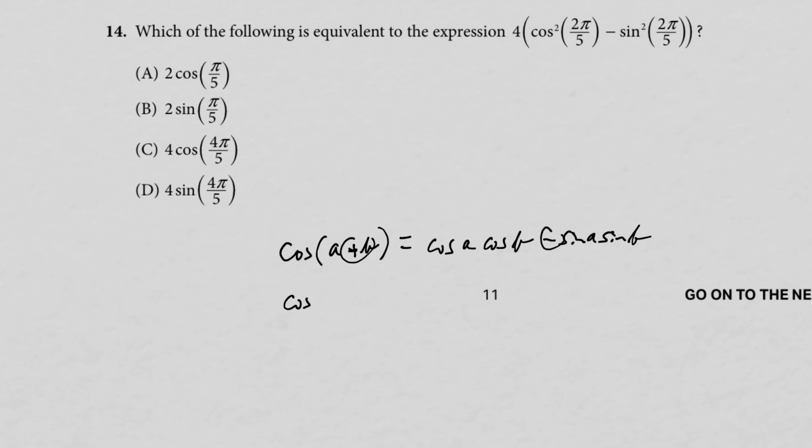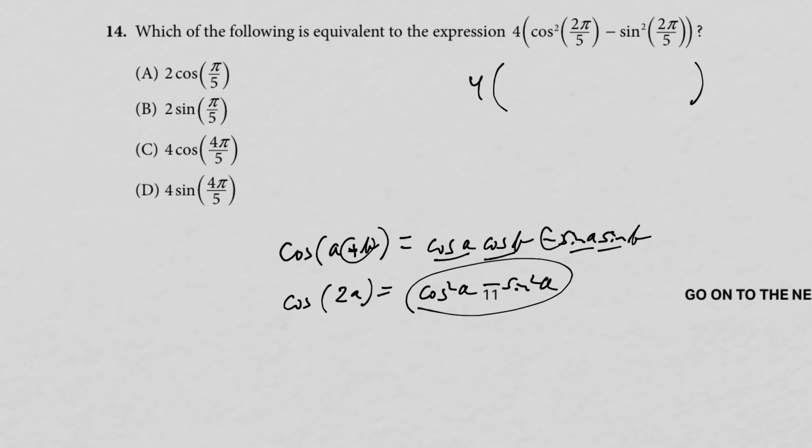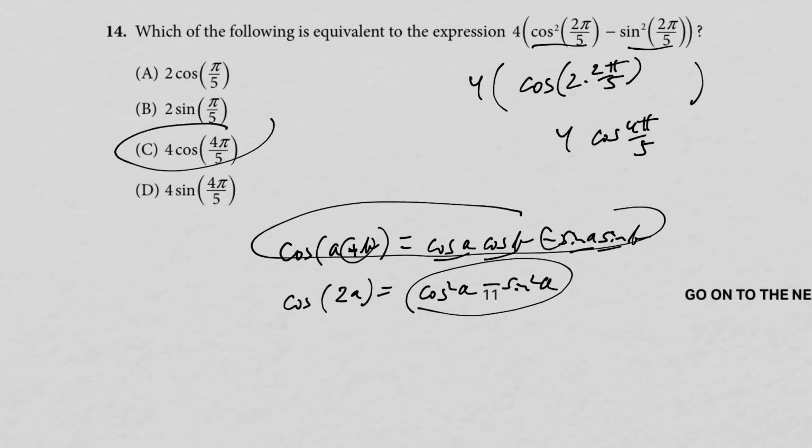And if I do cosine of A plus A, which is 2A, I get cosine A cosine A minus sine A sine A. And this is a trig identity, cosine squared A minus sine squared A. If you see this, you can replace it with cosine of 2A. And here I see it, cosine squared minus sine squared, so I can replace it with cosine of 2 times 2 pi over 5, which is cosine of 4 pi over 5, which is one of the choices. So you'd have to know this trig identity, or you could derive it.